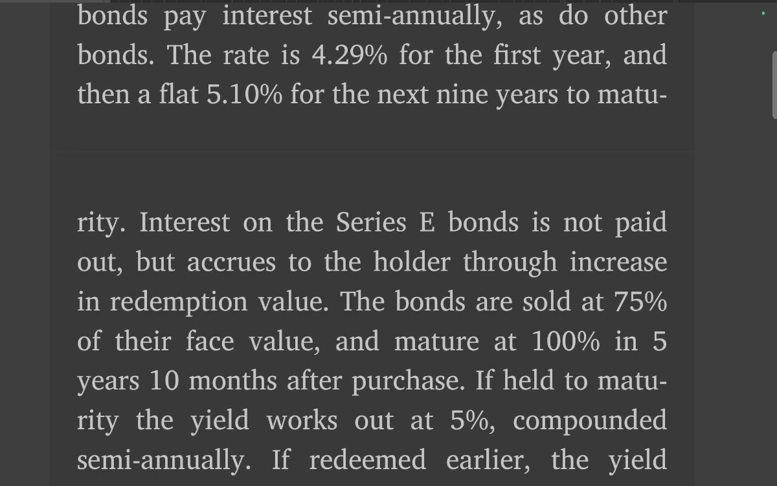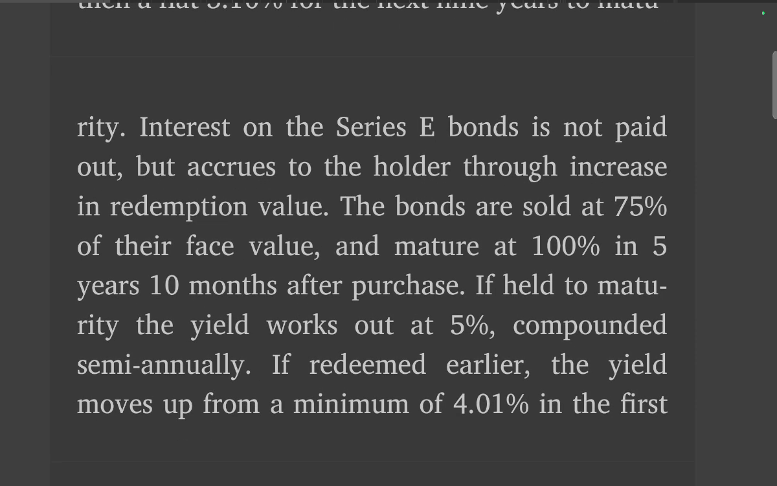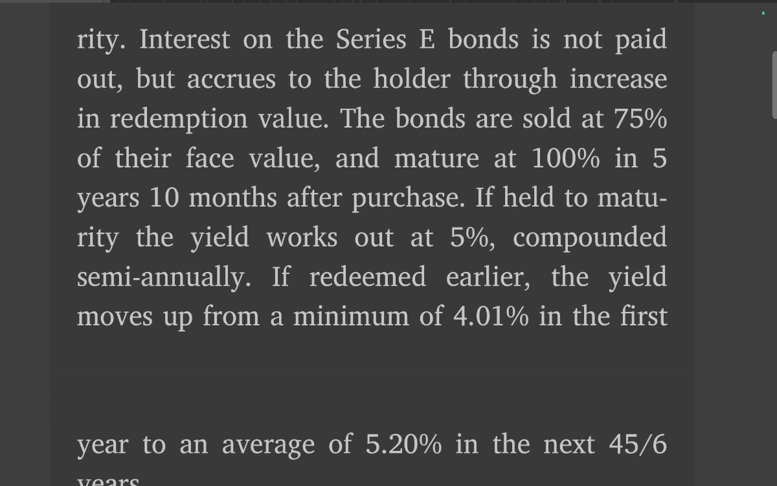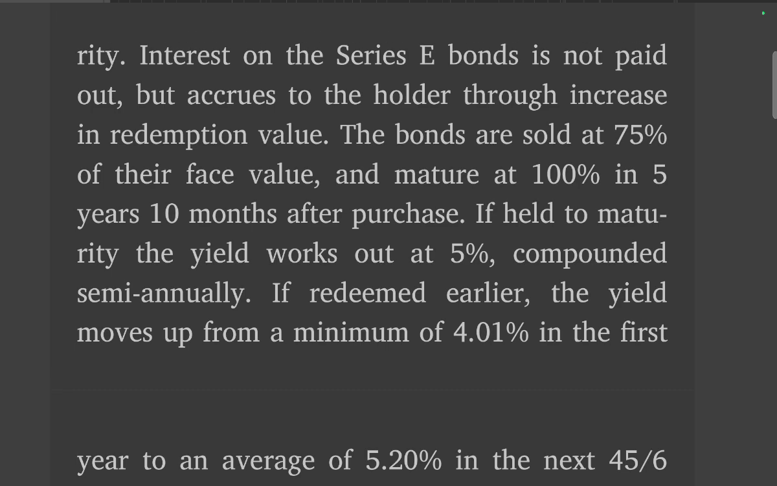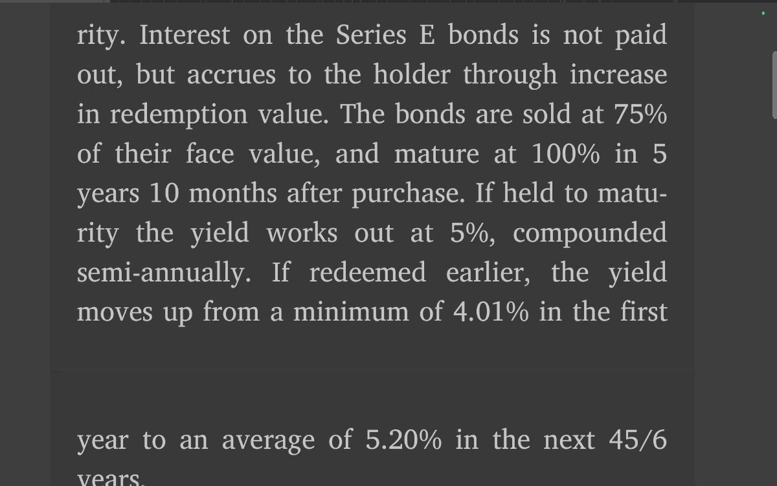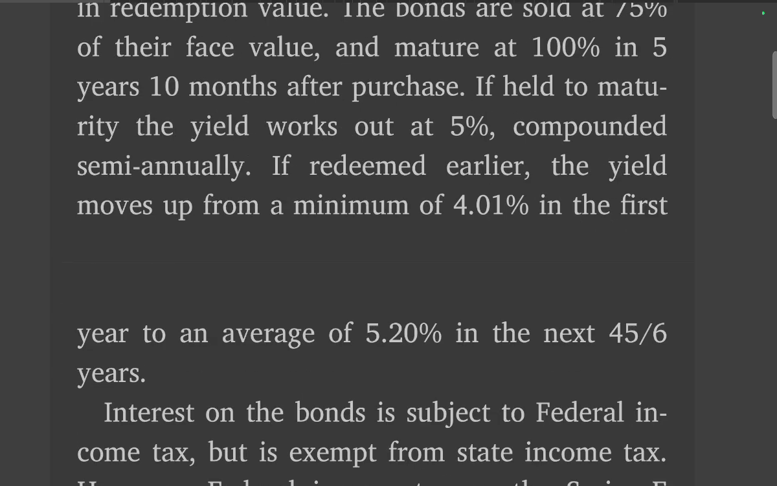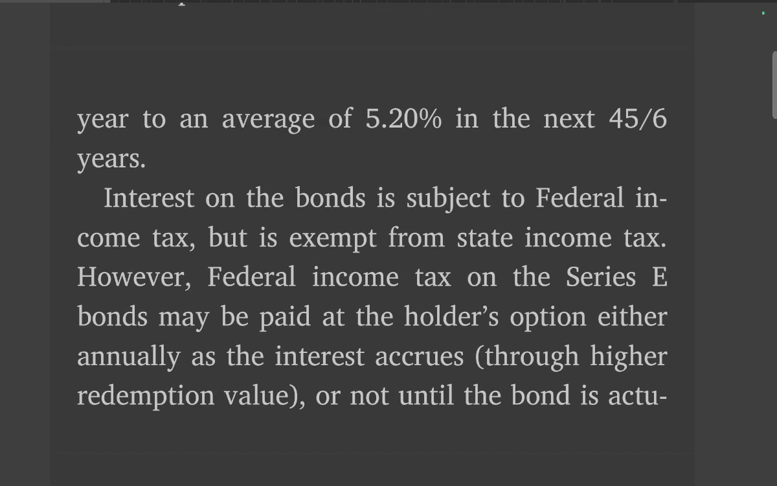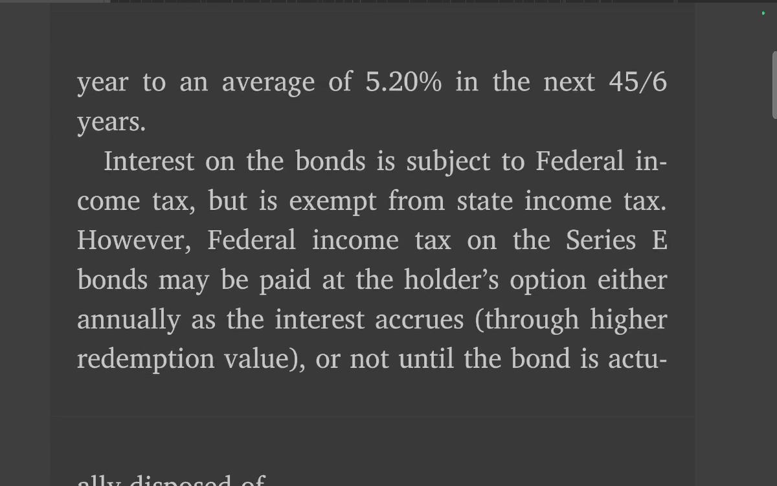Interest on the Series E bond is not paid out, but accrues to holders through increasing redemption value. The bonds are sold at 75% of the face value, maturing at 100% in 5 years and 10 months after purchase. If held to maturity, the yield works out to 5%, compounded semi-annually. If redeemed early, the yield moves from a minimum of 4.01% the first year to an average of 5.2%, 4.56% the 5th year. Interest on the bond is subject to the federal income tax, but it is exempt from state income tax.